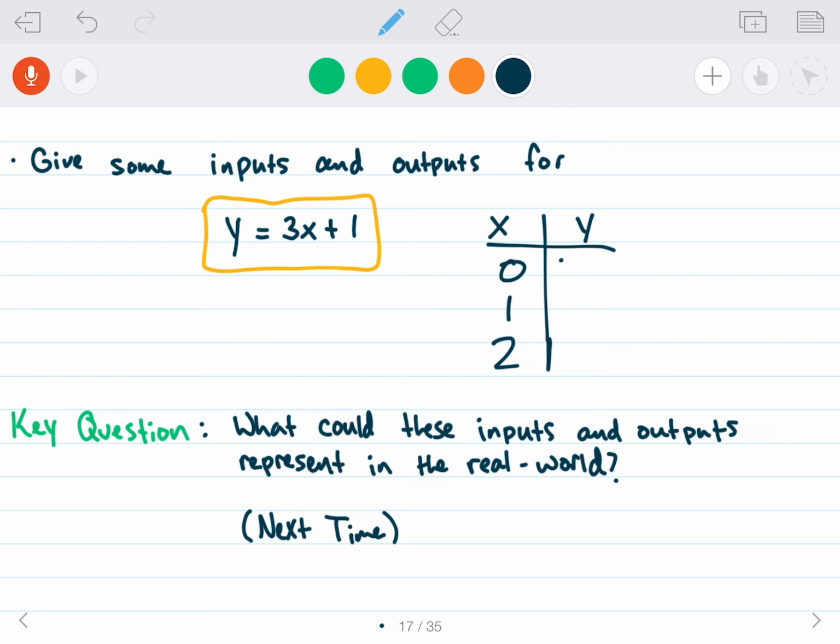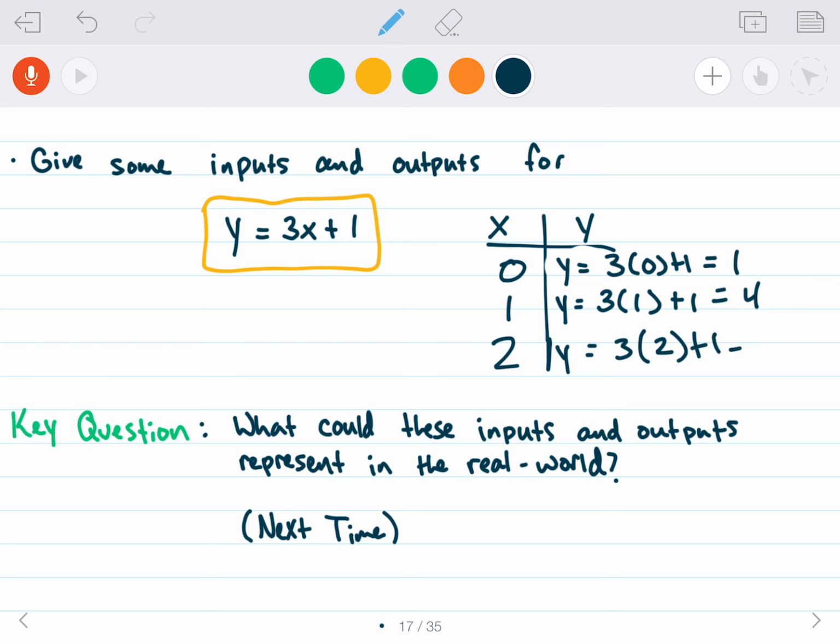And outputs, we got 3 times 0, right? We're just plugging the inputs into the rule to get y. So the rule says y is going to be 3 times 0 plus 1. 0 plus 1 is 1, okay? All right, the rule, when I put in 1 for x, I get y is 3 times 1 plus 1 is 4. When I put 2 in for x, I get y equals 3 times 2 plus 1 is 7. Okay, so these are my outputs, 1, 4, and 7. These are my inputs, 0, 1, and 2.